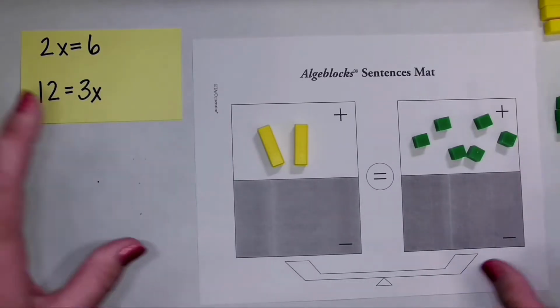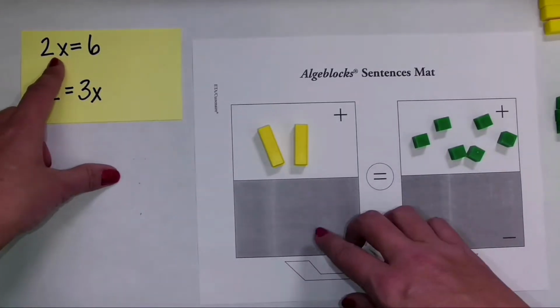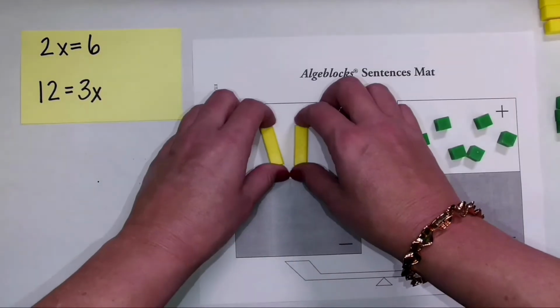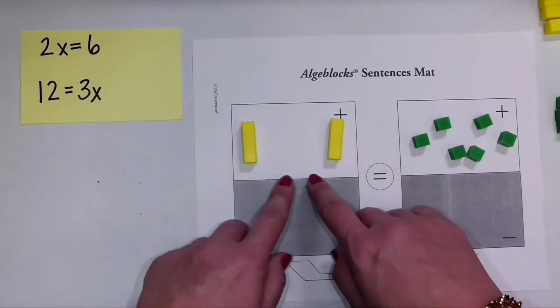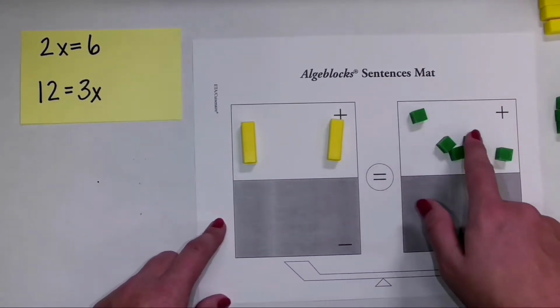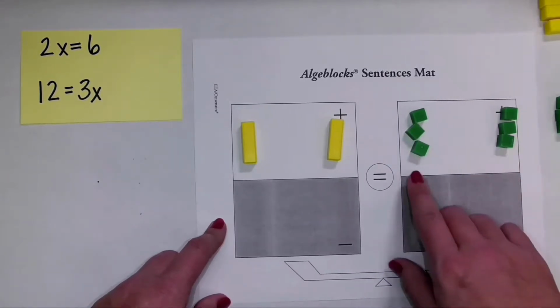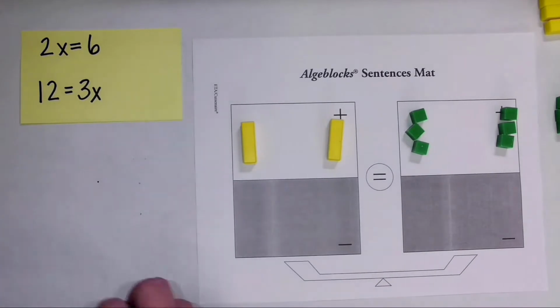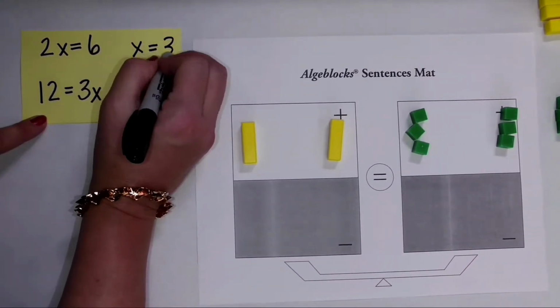Now, there's really not a lot that we can do fancy here with the Algeblocks, but what we can see is that to figure out x, we need to divide these two x's into two different groups. And if I divide the x's into two different groups, then I need to do the same thing with my constants over here. So I'm going to divide them equally, and I've made two groups of 3. So here, each x equals 3.